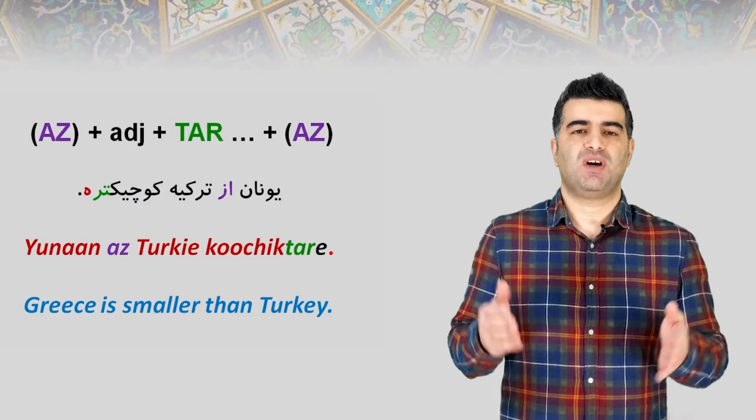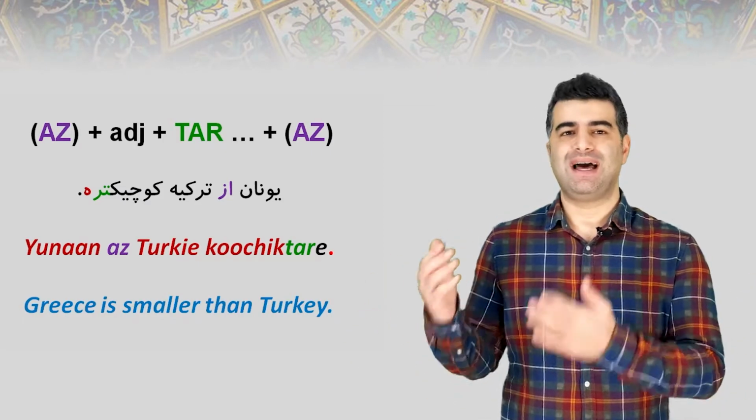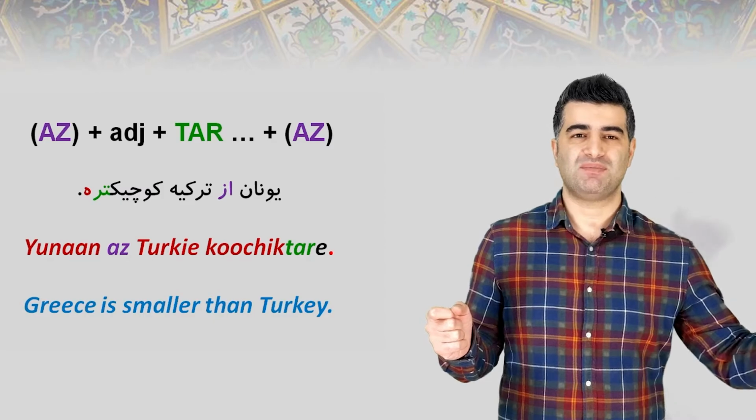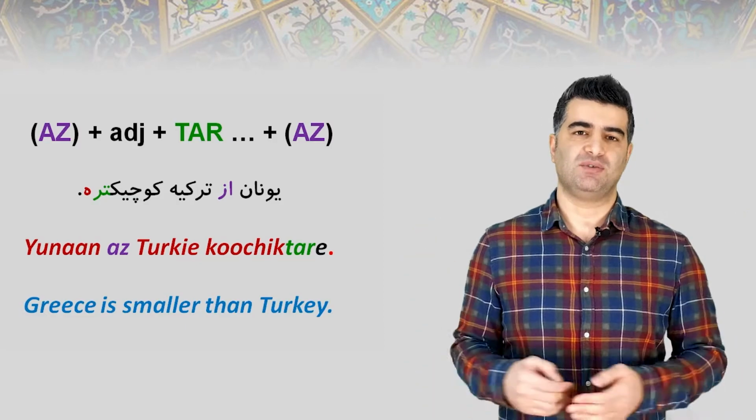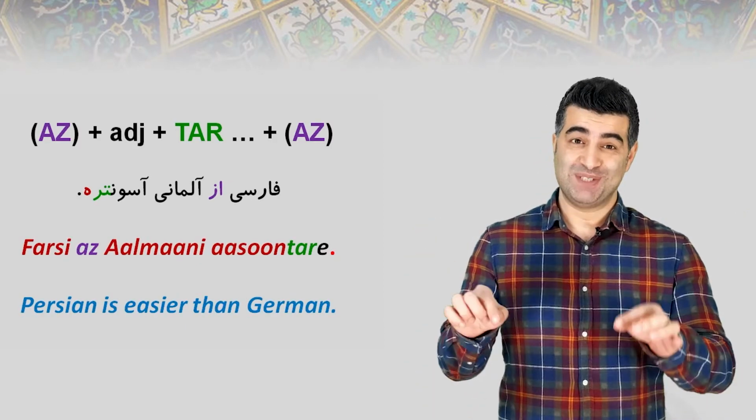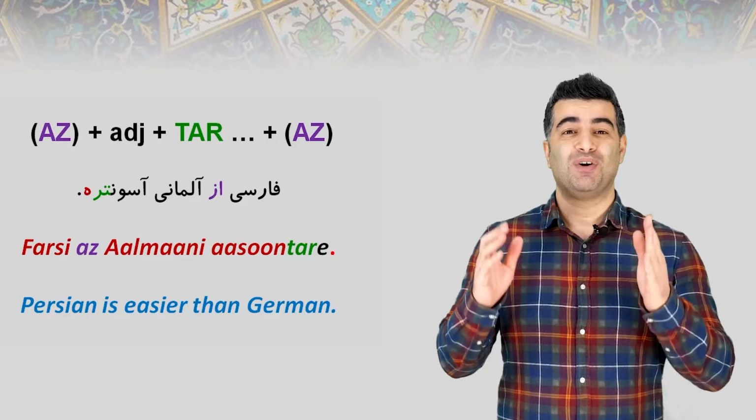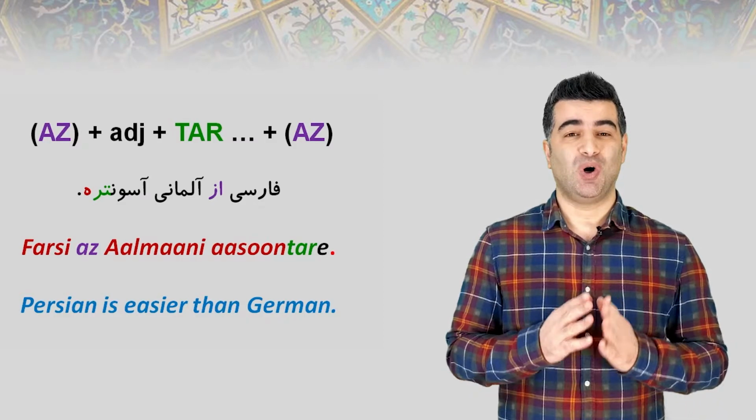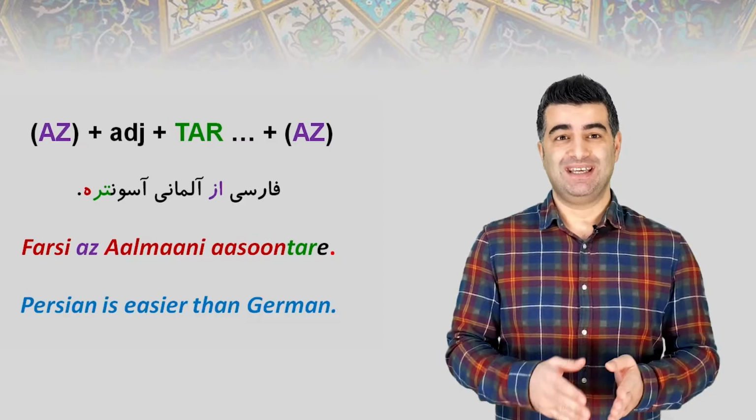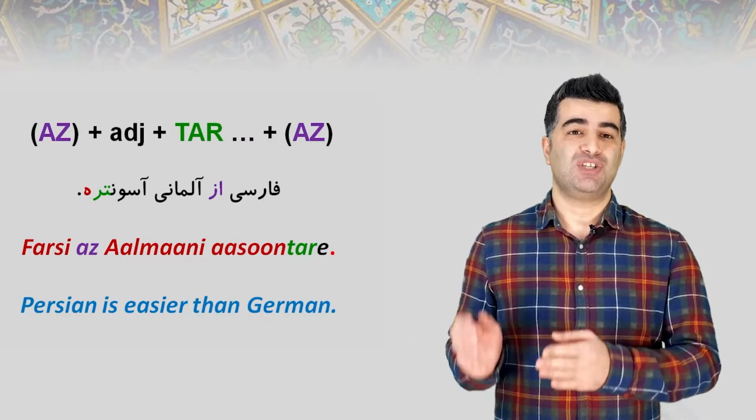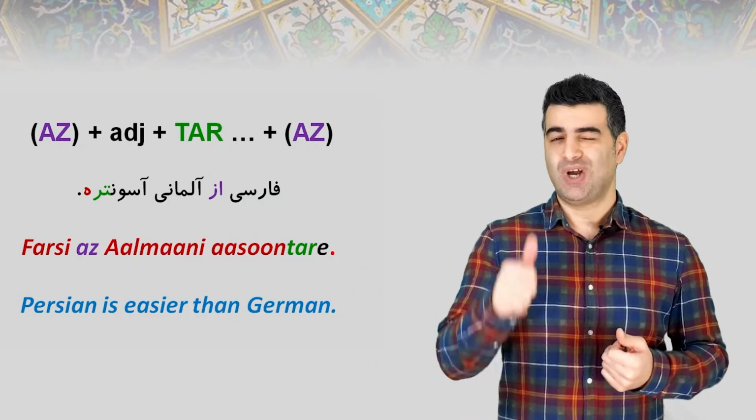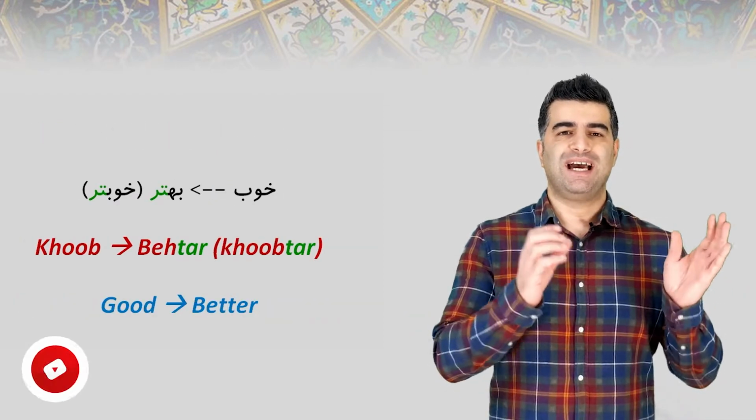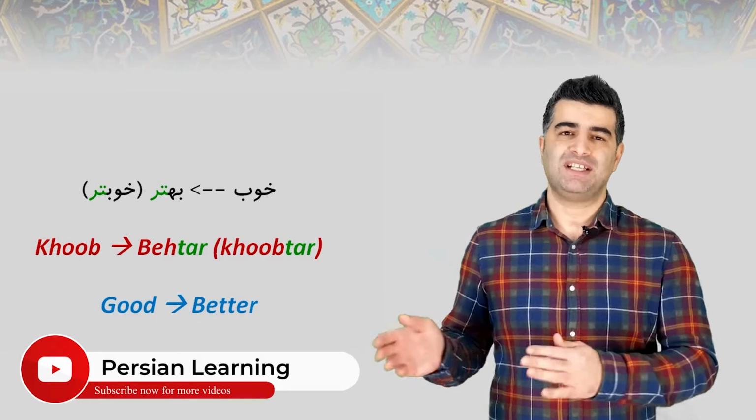Please note that sometimes we don't need than, so we don't have az. Sometimes az comes before the adjective and sometimes after it. It all depends on your sentence. Another example, which is my favorite example, is Farsi az Almani asuntare. Persian is easier than German. Easy, asun, then we have asuntar. Farsi asuntar az Almaniye.